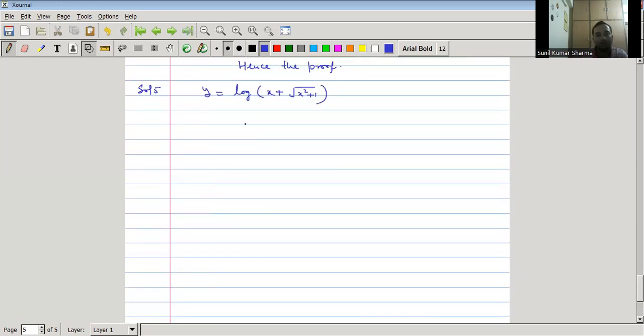Now we have to find the first derivative. So let us find y1. What is y1? The derivative of log x is 1 upon x. It is 1 upon x plus under root x square plus 1. This is the derivative of log x.